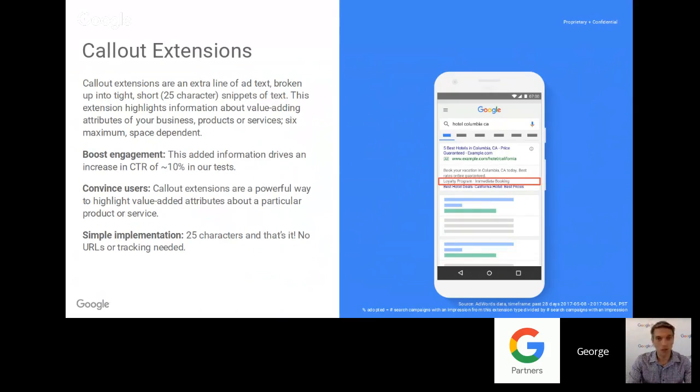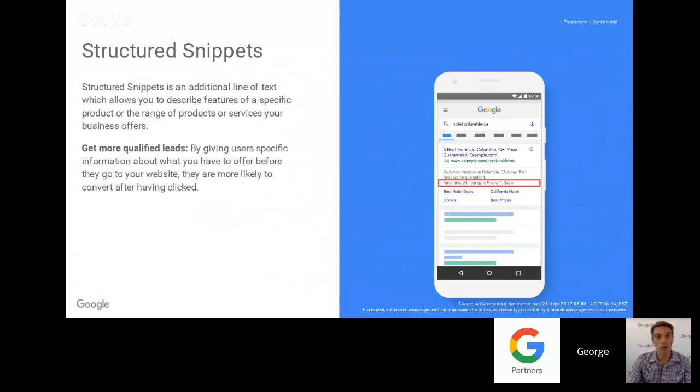Thirdly then, so you've done your site links, you've done your callouts. The third ad extension that we recommend would be structured snippets. Structured snippets are a great next step to complete your ad extension coverage in your campaigns. This additional line of text can provide specific information about what you have to offer before users click through and visit your site. So we recommend using this to highlight a specific aspect of your product or service. So for example, amenities might be a 24-hour gym, free Wi-Fi, etc.